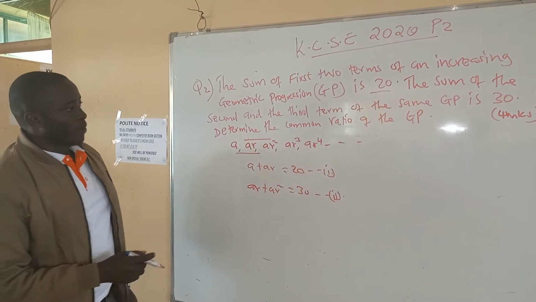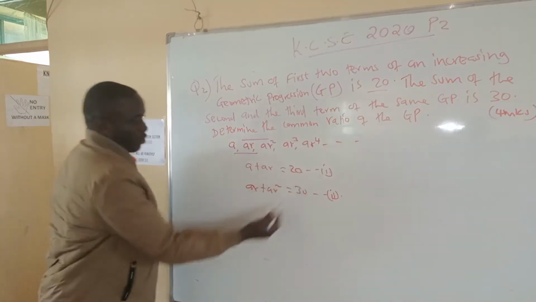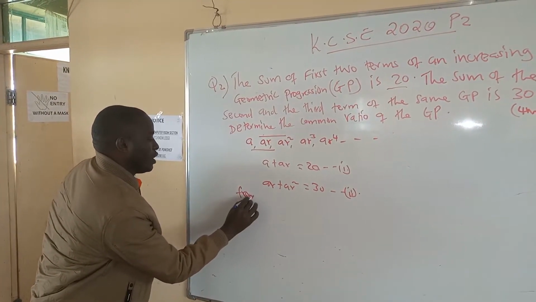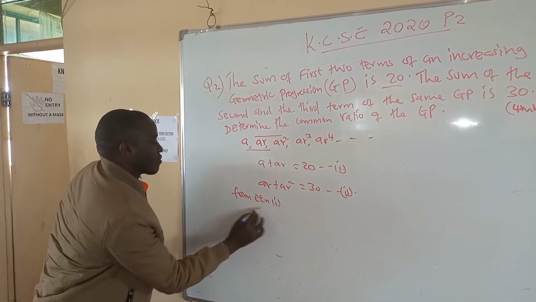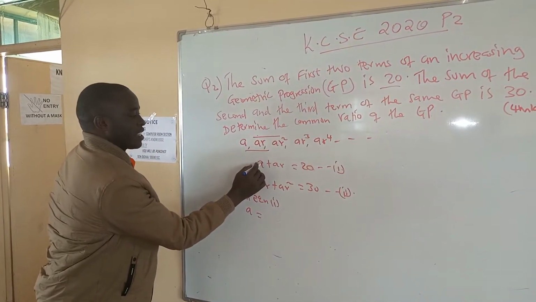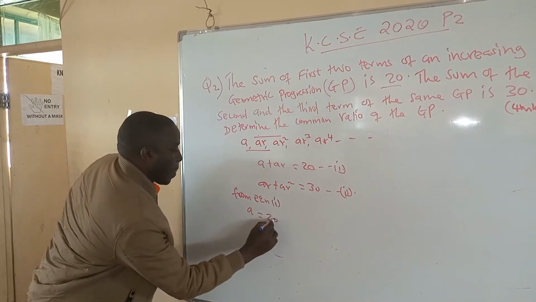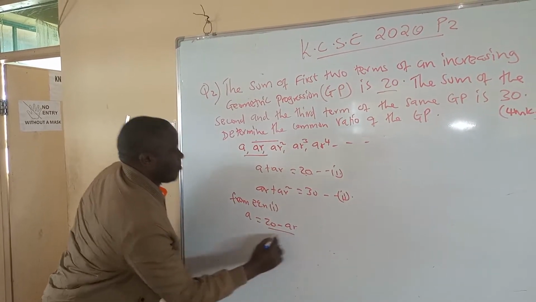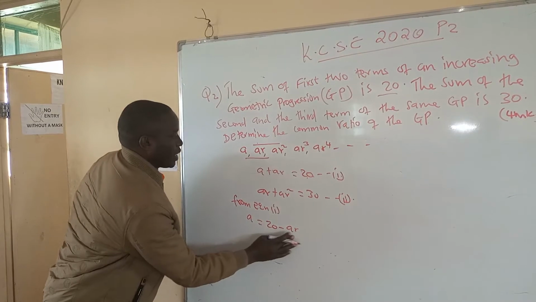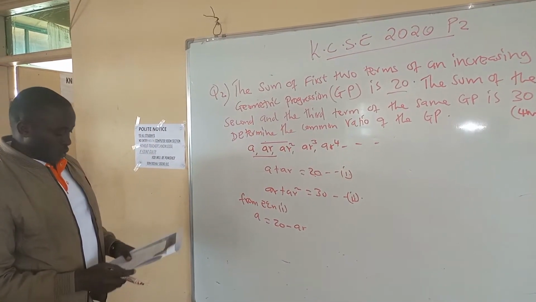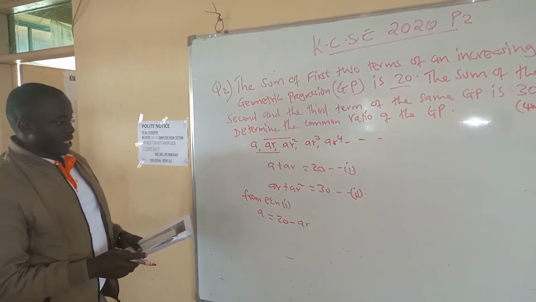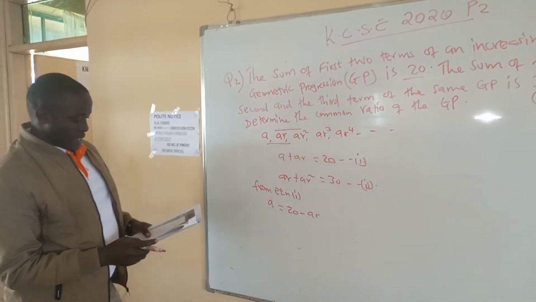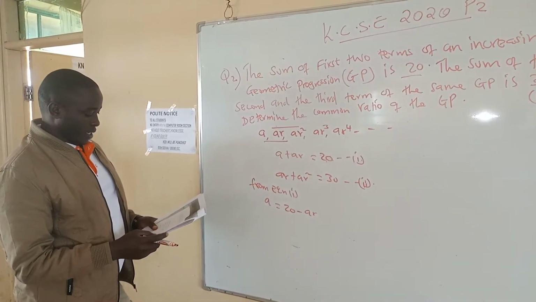Then we are asked to find the ratio. We can do this by the substitution method. We make A the subject from equation 1. If I make A the subject, it will be 20 minus AR, so A equals 20 minus AR.